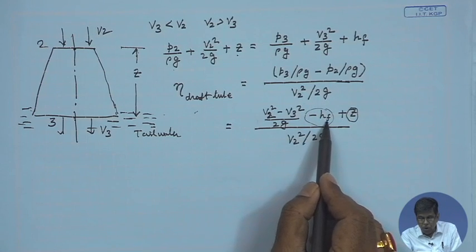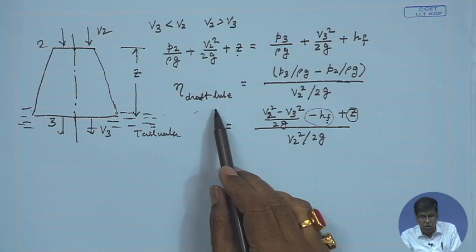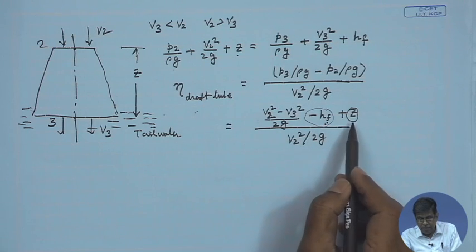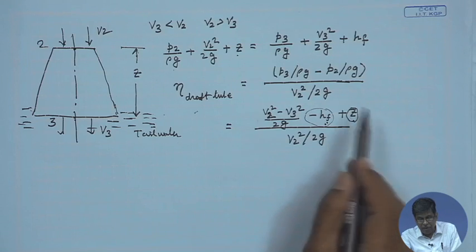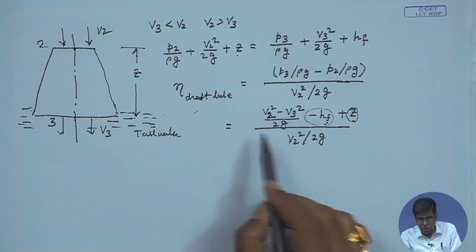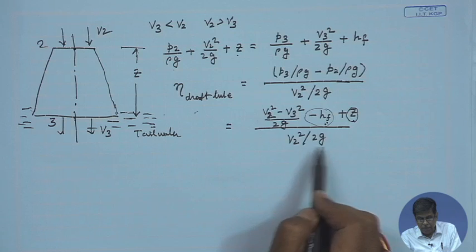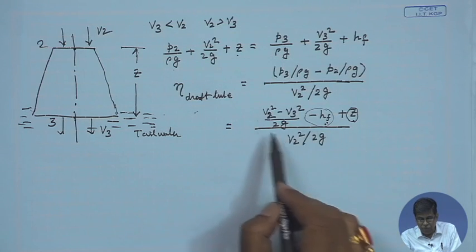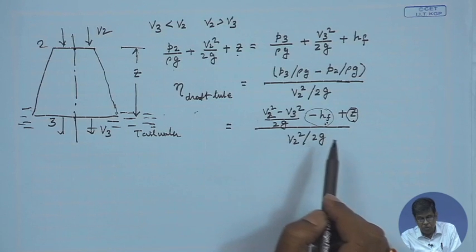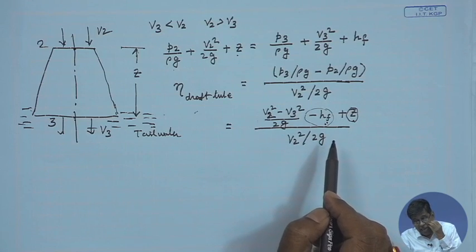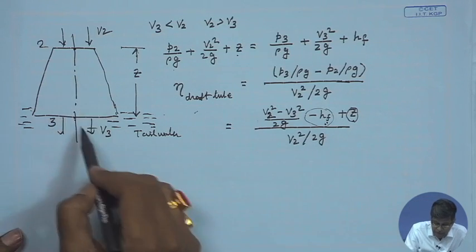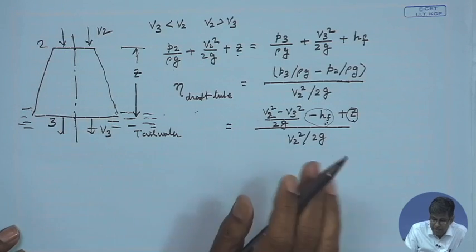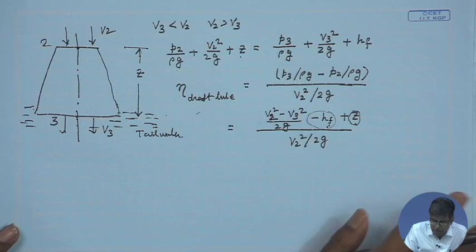If we have more losses, the efficiency will be less. So, the losses should be low, and at the same time z has to be low, but z has got another restriction in the cavitation. So, this is the definition of draft tube efficiency. So, designing a draft tube, we have to be careful in calculating the efficiency, it should be high, so that we can have an efficient operation of the draft tube in utilizing the head, effective head of the turbine.